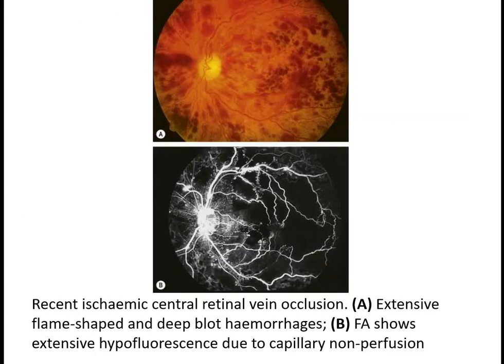Now in this picture you notice all the branches with severe dot blot hemorrhage and flame-shaped hemorrhage, and you notice severe capillary non-perfusion compared to the previous picture of non-ischemic.